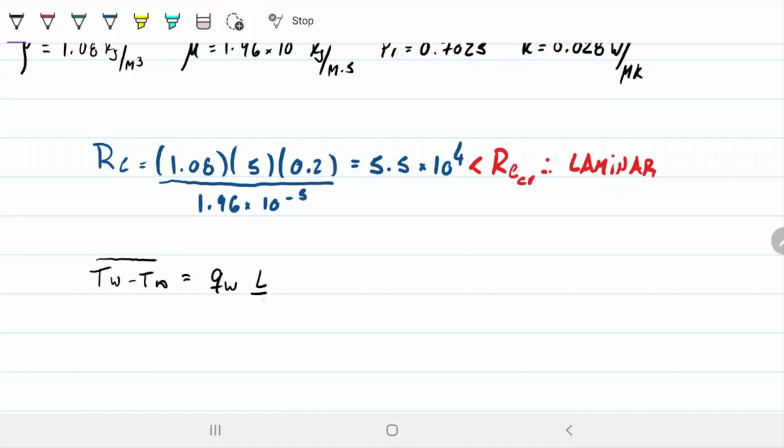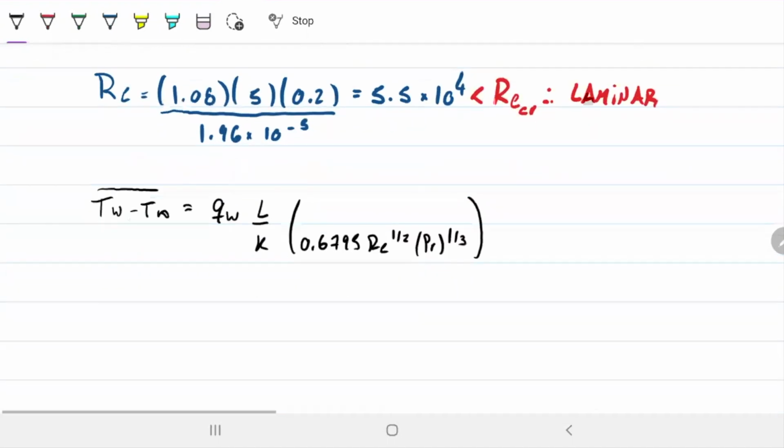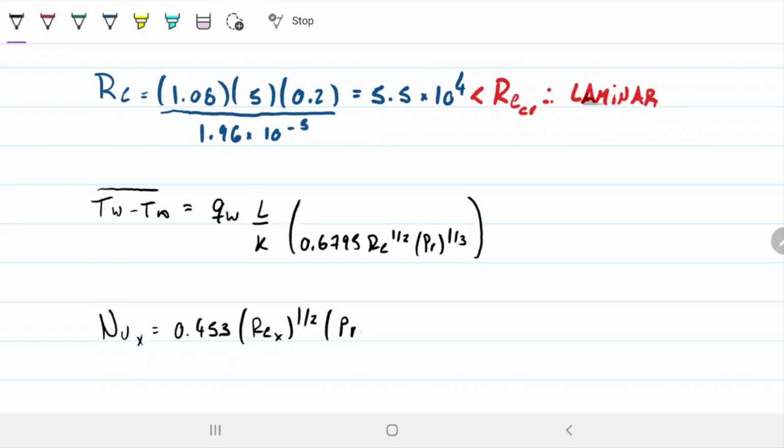L over Q, 0.6795 Reynolds to the 1/2, Reynolds to the 1/3. This is one of them, right? And the other one is Nusselt at x equals 0.453 Reynolds at x to the 1/2, Reynolds to the 1/3. Okay, so those are the two equations we can use because this is a laminar system.